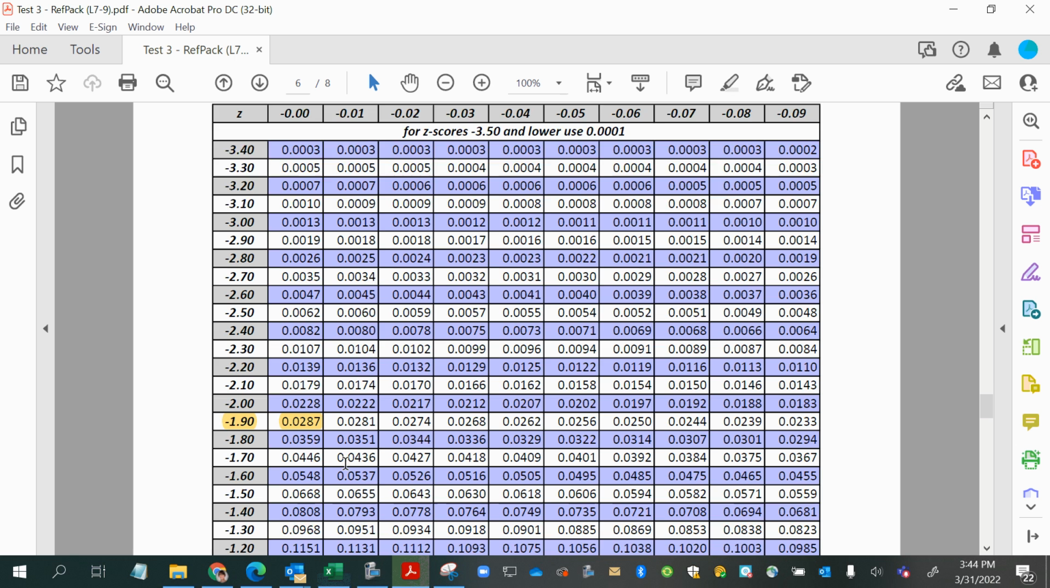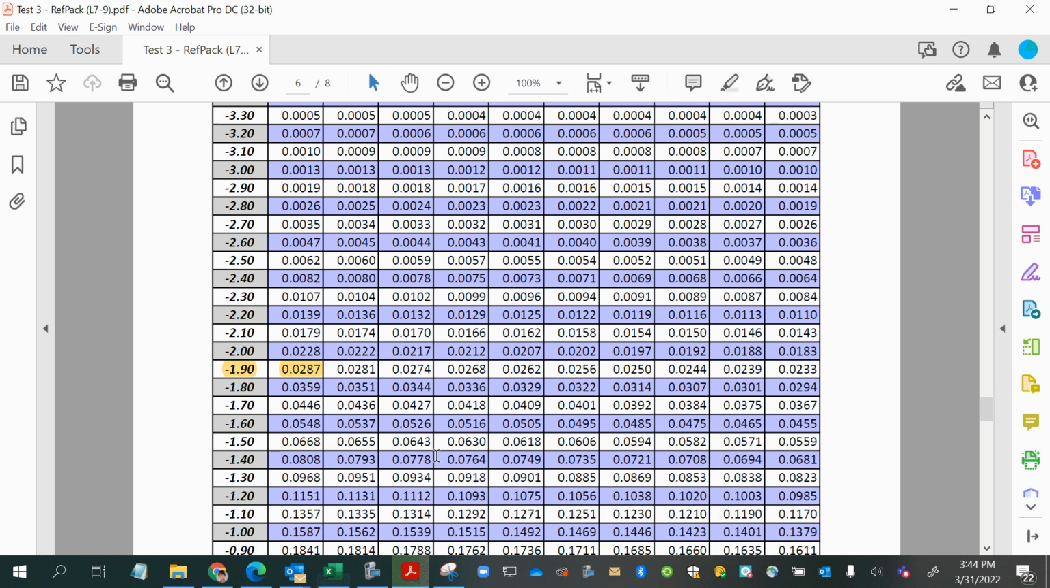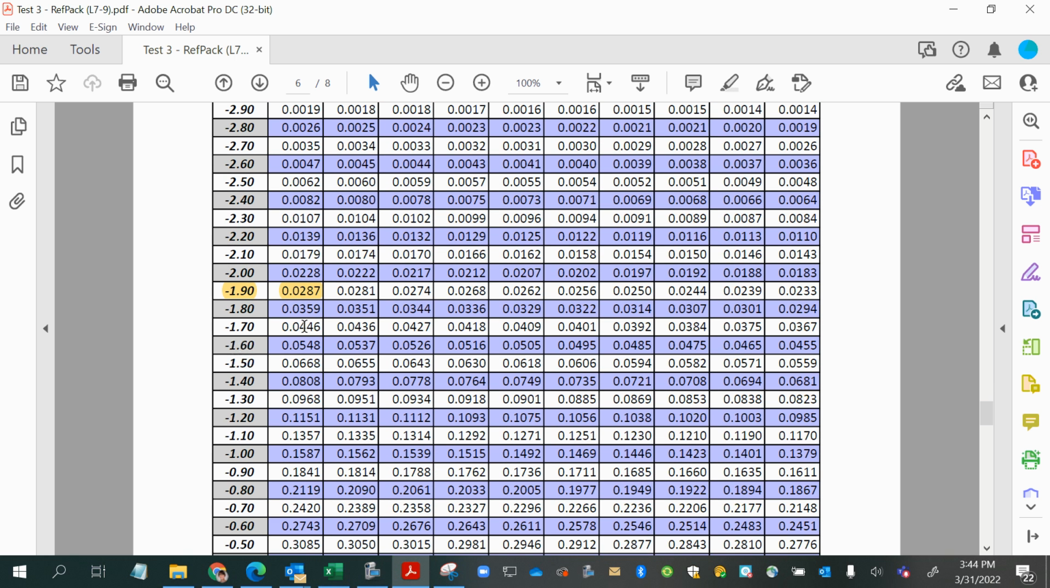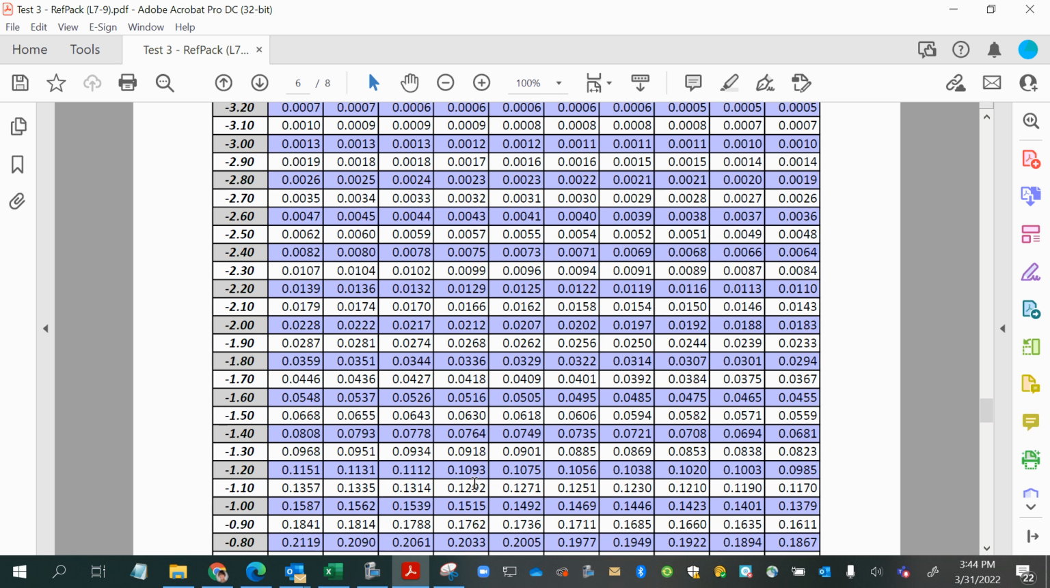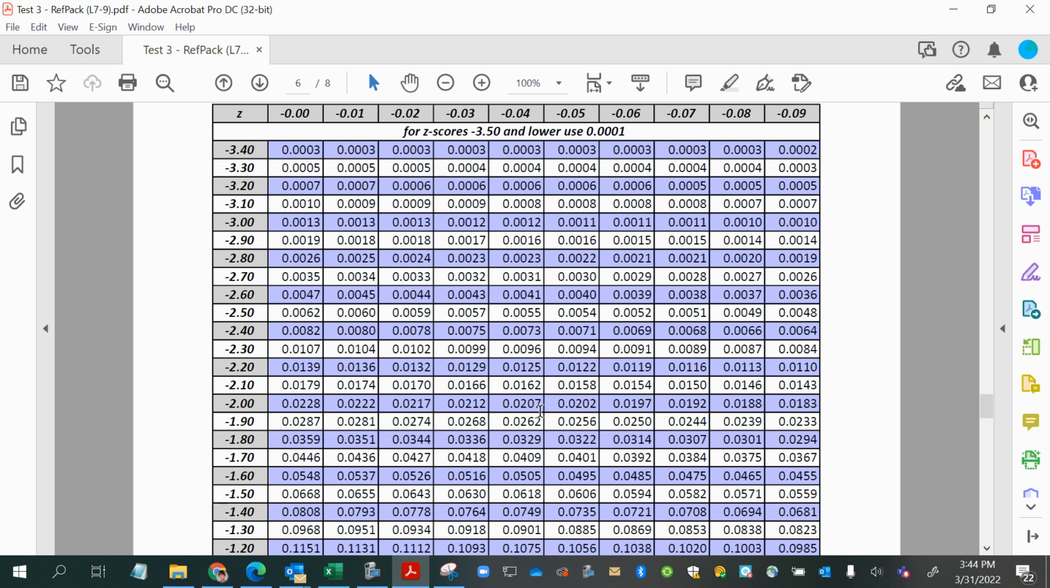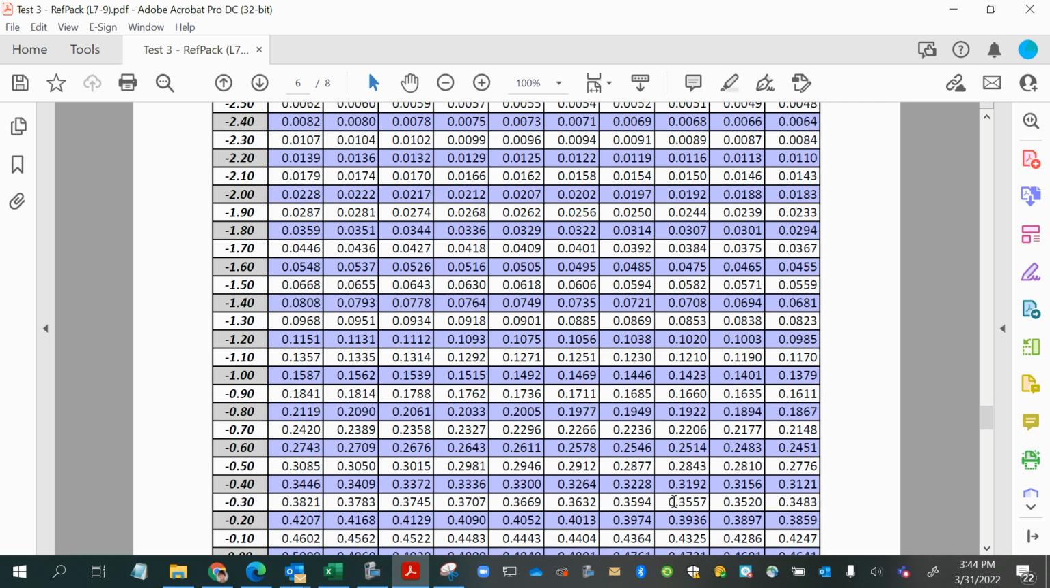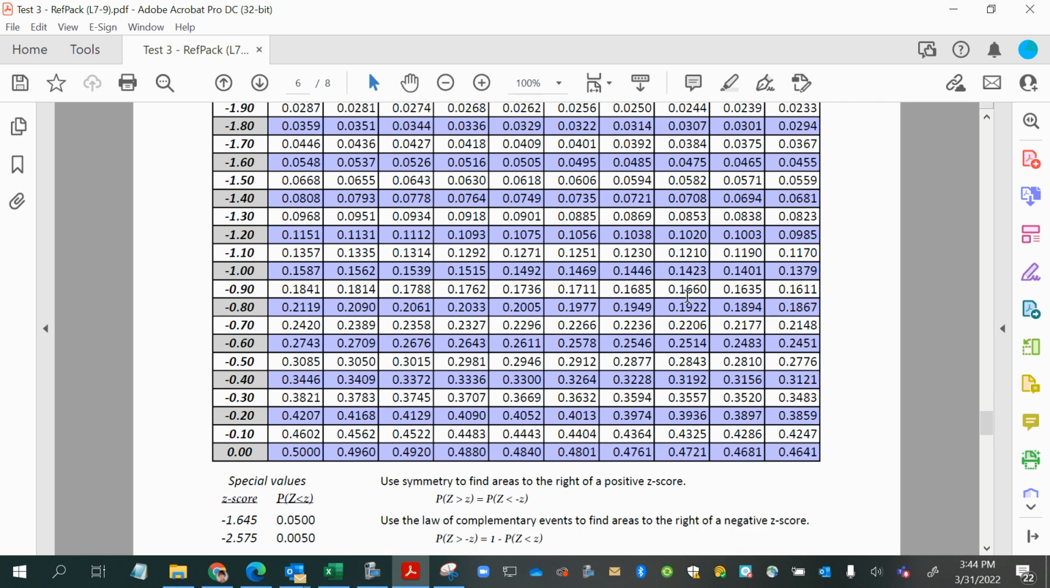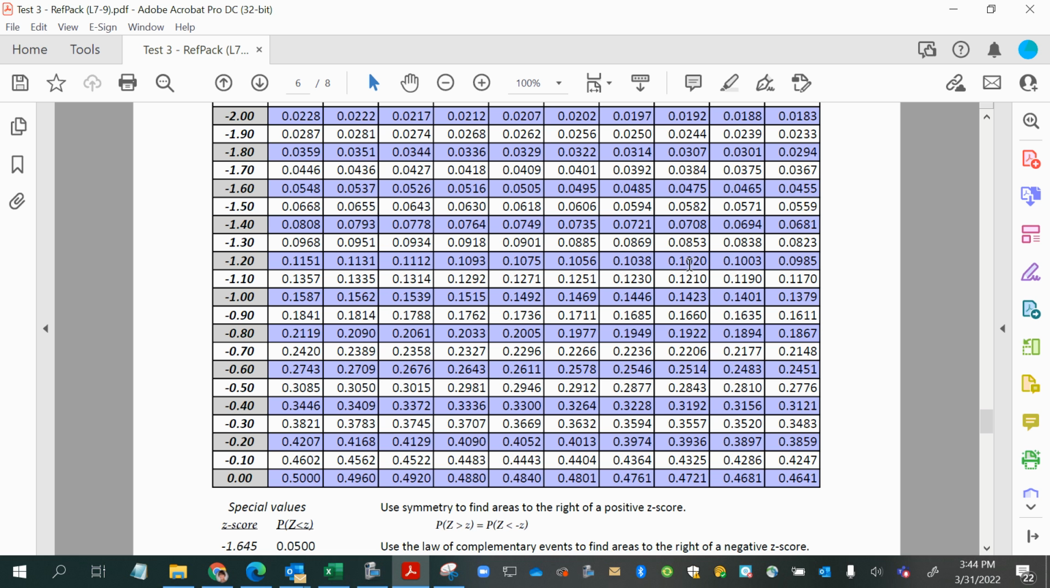So let's find it here. 0.107. I have some highlighting from a previous problem here. Let me get rid of that. 0.107. So what's the closest thing to 0.107? I see, not even close, am I? 0.1075. I guess this would be the closest one.